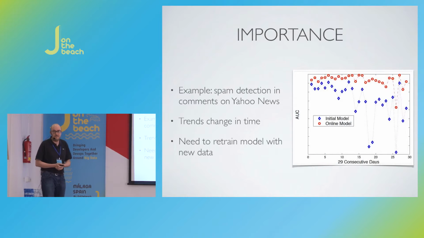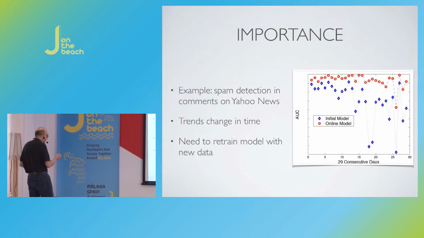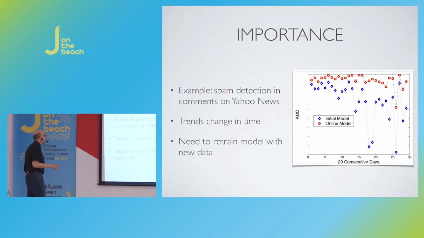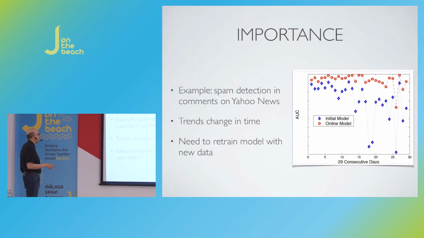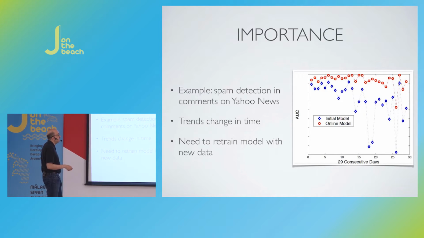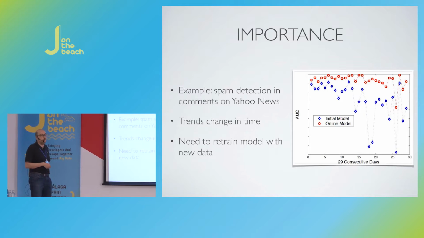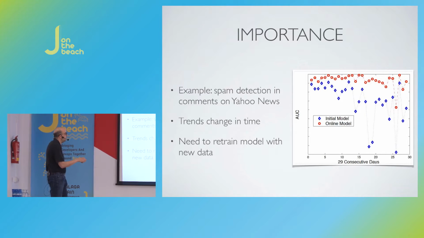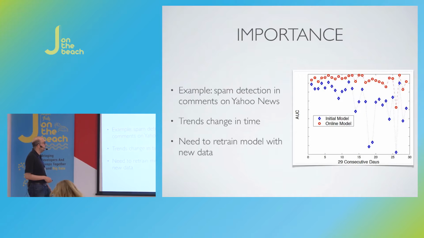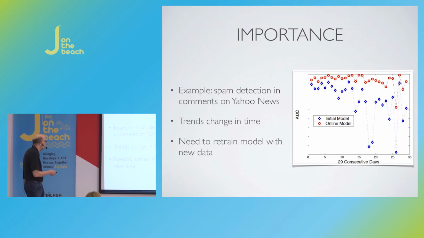To give you an example of why this is important, this is an example at Yahoo. We have Yahoo News, and we wanted to detect spam. If we have an initial model, where we have all the data, we build the model, and then we don't change the model, this is the blue one. We see that the accuracy is going down because things are changing. But if we have an online model, where we are updating our model, then we see that this is much better, because the model is able to adapt and continue being accurate on the predictions.